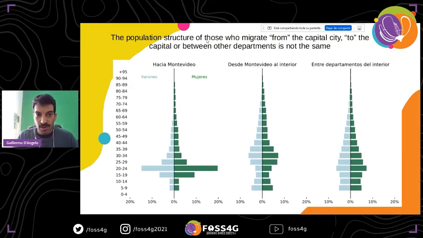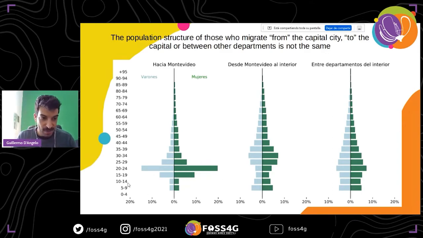Regarding the population structure of those who migrate from the capital city, to the capital, or between other departments, you can also see differences. So these three categories aren't the same. Those who migrate to the capital city are mainly very young people, in their early 20s. And there are also more women migrating to the capital city. This is strongly related to the centralized presence of the public university in the capital city, which is a big attractor for those young people from other parts of the country.